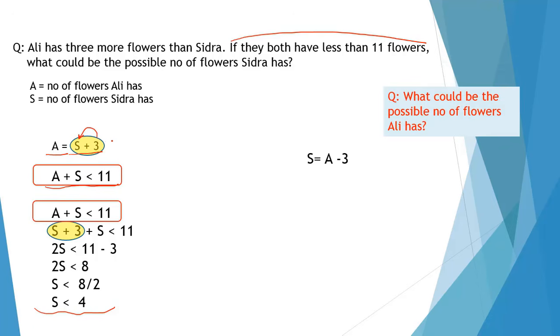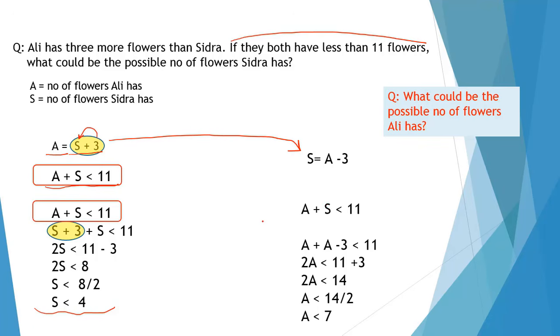If the question also asked for Ali, then you can rewrite the first equation as S is equal to A minus 3, and then in the same way you can insert the value of S and solve for A. So Ali must have less than 7 flowers.